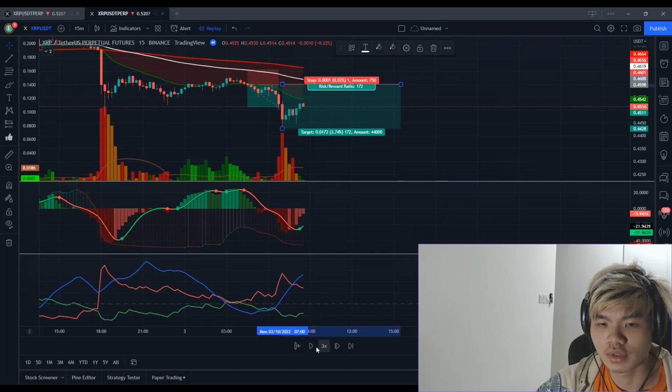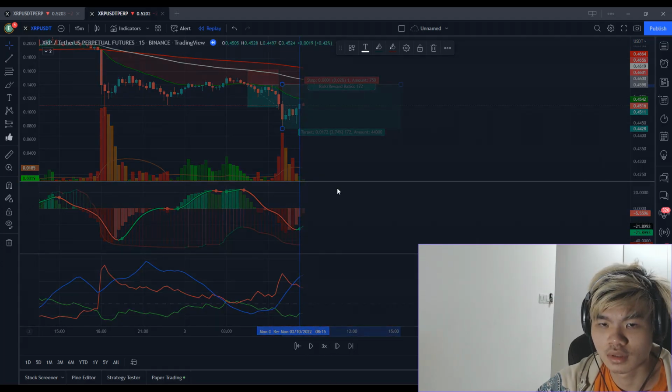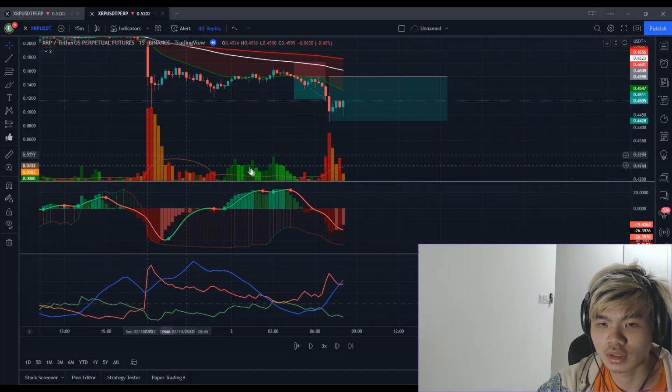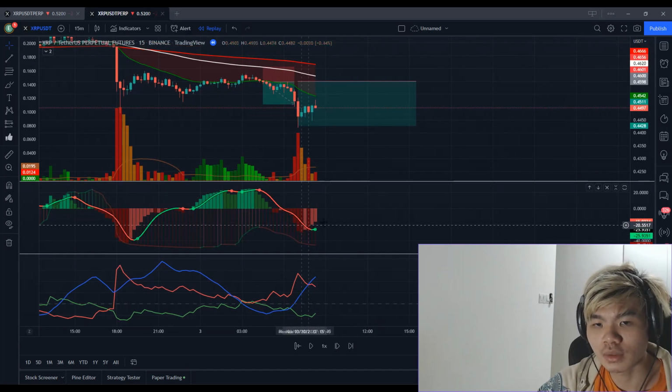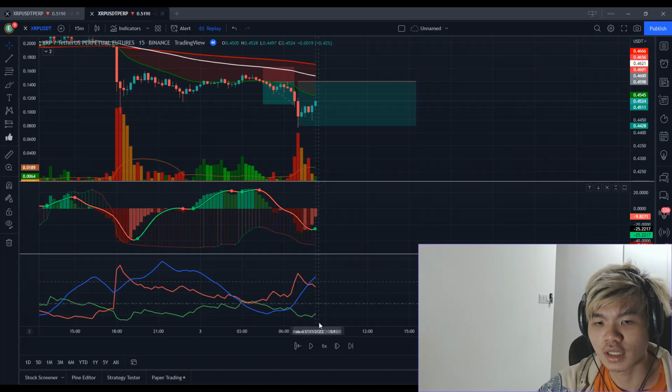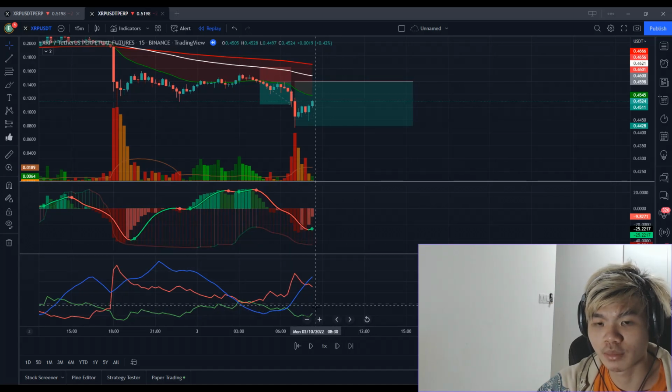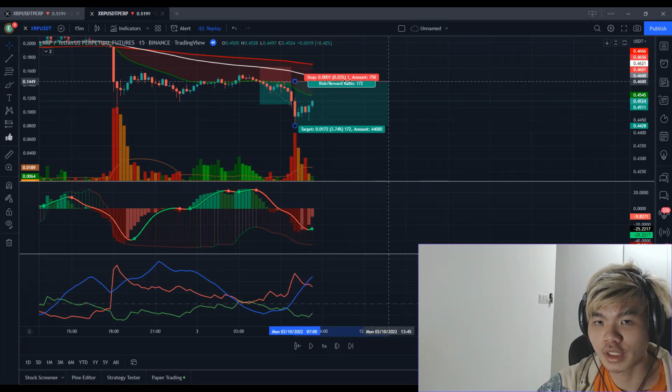Okay, so we saw that here it printed a green color. Let's just move it back one bar a bit. Okay, so it hasn't printed yet. Okay, it prints here, so we get a confirmation exit here, and we did see that the ADX is pointing upwards for bullish. We can see the momentum going up, so we don't want to be part of this. So this is where we close our trade and take profit.